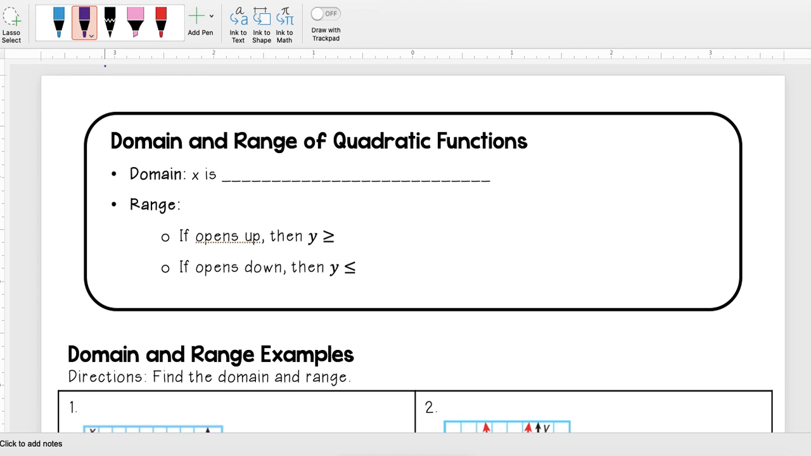Now for this video, we're going to be looking at finding domain and range of quadratic functions. And so if you recall back in chapter 3 when we were finding domain and range of linear functions, domain was all of my x values. And something special about quadratic functions is that domain is always going to be all real numbers.